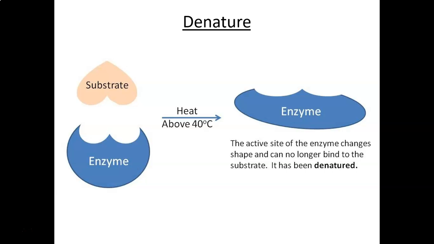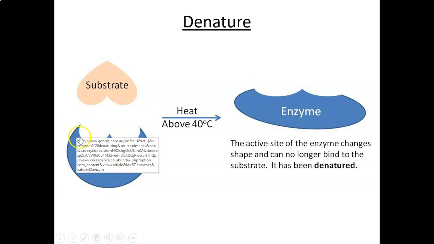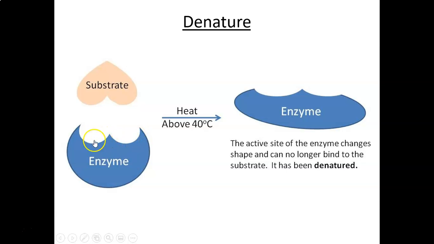So here we have an image that's modelling what is happening when an enzyme is denatured. Here's our enzyme, and we have our active site here. You can see that it's going to fit nicely with the substrate. But what happens if you heat it above 40 degrees Celsius, which I assume is its optimal temperature? You can see the shape of the enzyme has changed. Bonds have been broken, the shape has actually been changed. The active site of the enzyme changes shape and it can no longer bind to the substrate. When that happens, we say it has been denatured.